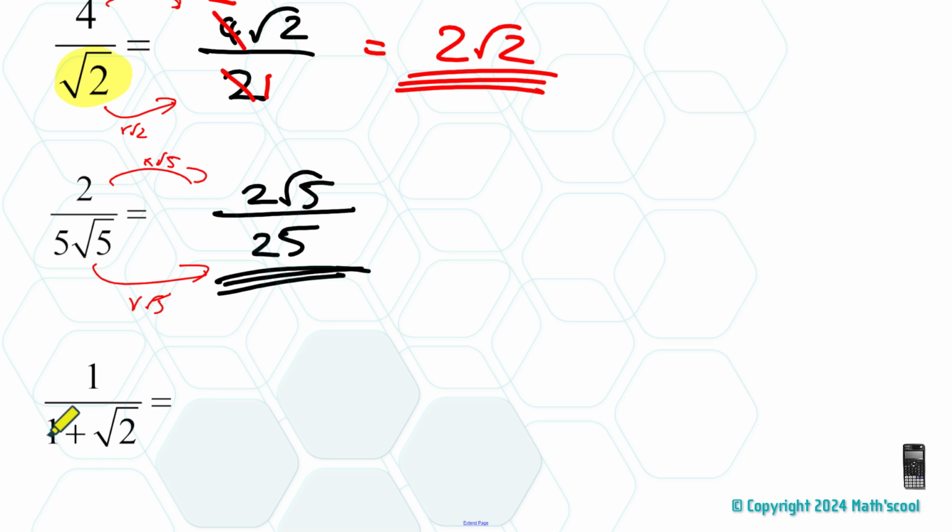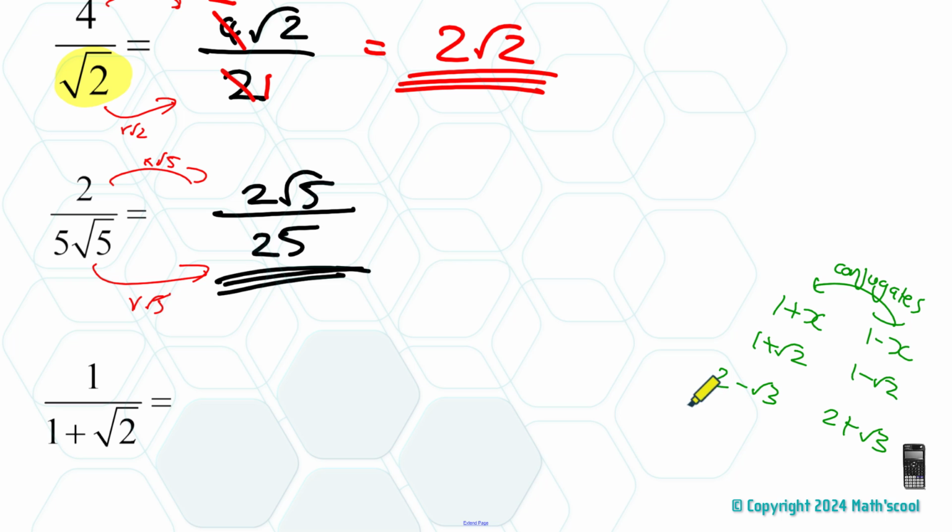Okay, this is more tricky. What are we going to do here? Well, what we're going to do is think about conjugates. So the conjugate of 1 plus x is 1 minus x. They're conjugates of each other. The conjugate of 1 plus root 2 is 1 minus root 2. And the conjugate of 2 minus root 3 is 2 plus root 3. And the conjugate of 5 minus square root of 5 is 5 plus square root of 5.